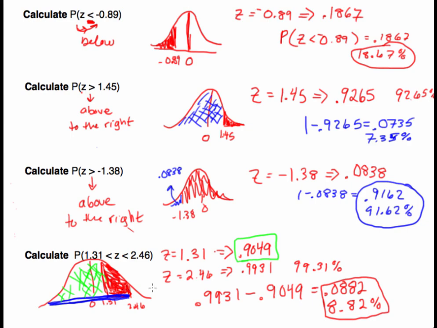In other words, and one final way of saying it: given something that's normally distributed, 8.82% of the values will be between 1.31 standard deviations and 2.46 standard deviations. I do want to briefly mention a common mistake with this problem. Students remember that you have to subtract values, but instead of finding the areas and then subtracting, students will incorrectly subtract the z-scores, so subtracting 2.46 minus 1.31. That is incorrect.